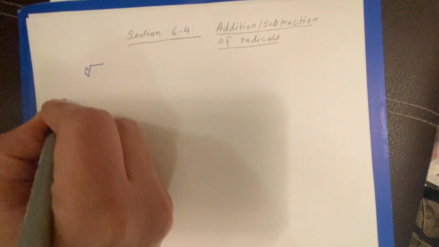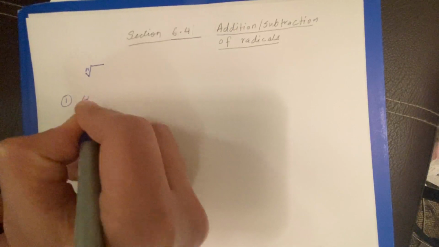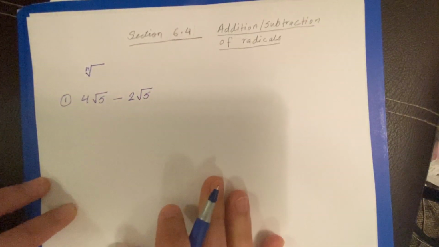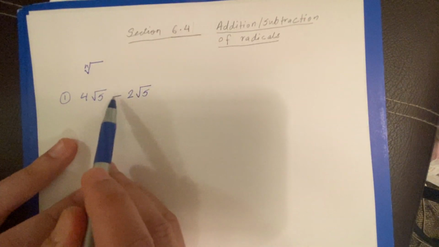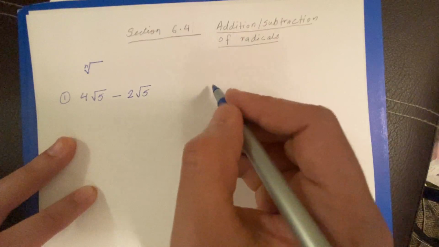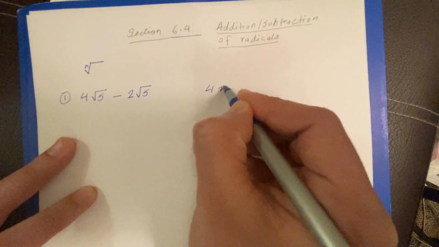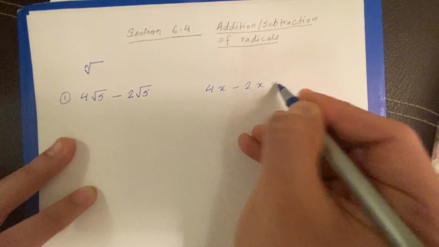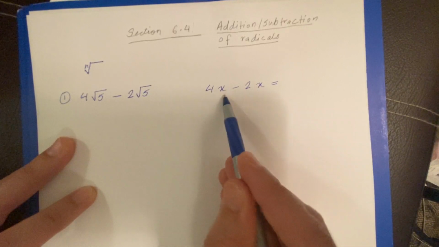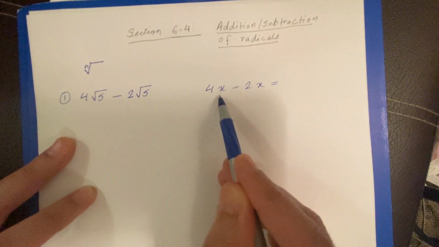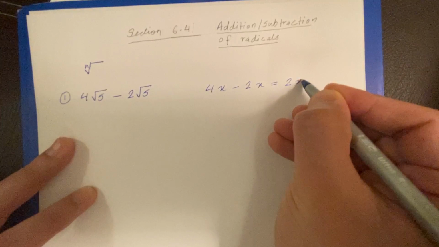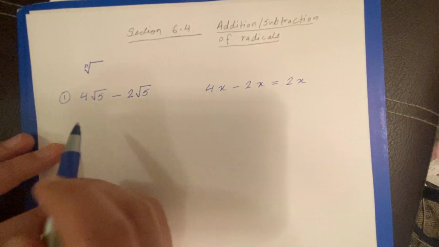Let's say the first one is 4 square root of 5 minus 2 square root of 5. Here we have a minus and we need to subtract these two terms. This is similar to what we have done before. If we have 4x minus 2x, we can subtract these because these two are like terms, right? Because we have x and x. So 4x minus 2x, we just subtract 4 and 2, so we get 2x, right? We need to use a similar idea here.